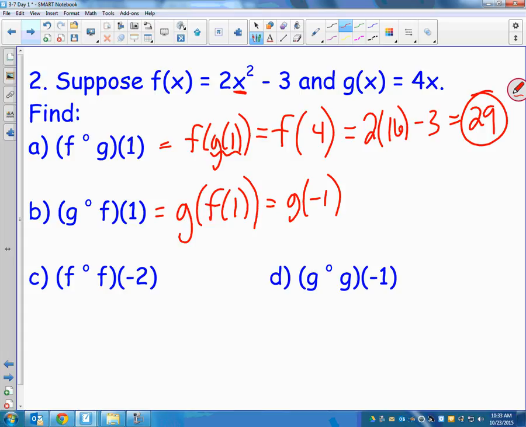Then I plug negative 1 in for g, and I would get negative 4. So if you haven't already done so, do C and D. Do f of negative 2 and g of g, f of f. It just means you're going to plug it into f and then plug it into f again. So get an answer and then plug it back into f again.